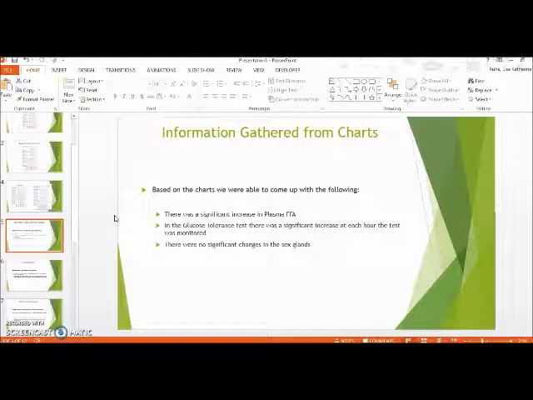So as I said earlier, based on our charts, we were able to come up with that there was a significant increase in the plasma FFA, and in the glucose tolerance test, there was a significant increase at each hour. And then there were really no significant changes that we saw in the sex glands.